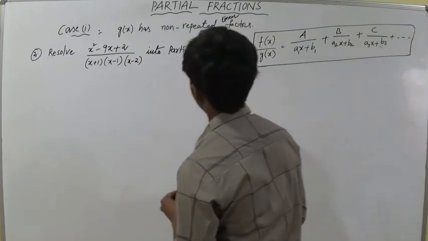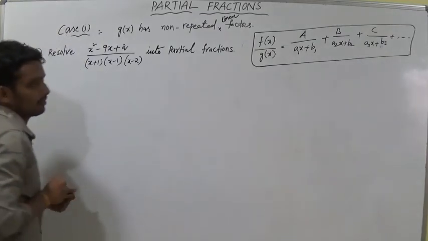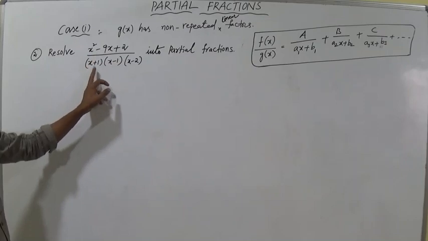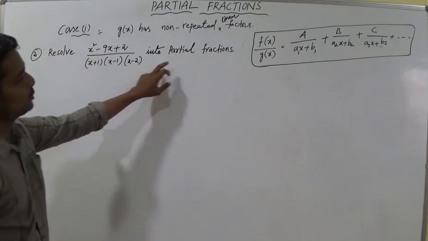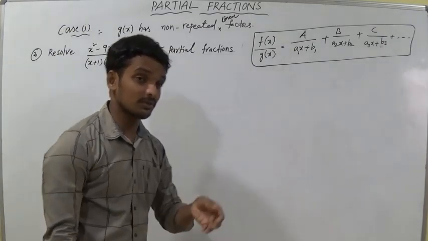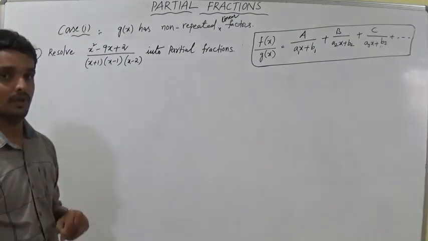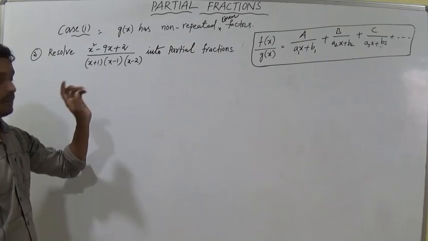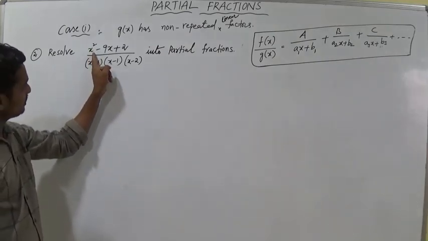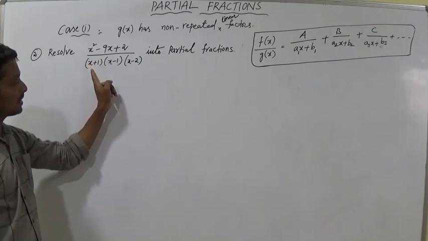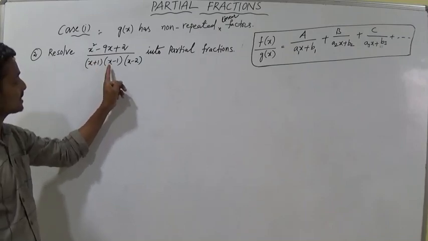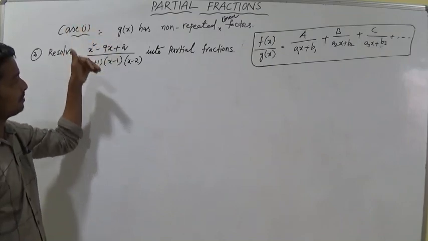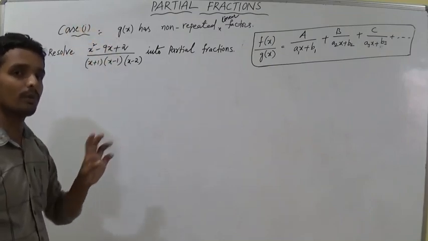Did you look at the problem once? Resolve x square minus 9x plus 2 by x plus 1 into x minus 1 into x minus 2 into partial fractions. So what is the difference between the previous problem and this problem? First of all, is this a proper fraction or not? This is the most important thing. The degree of the numerator is 2 because it has x square. What is the degree of the denominator? x into x into x is x cube. Numerator 2, denominator 3 means it is a proper fraction.